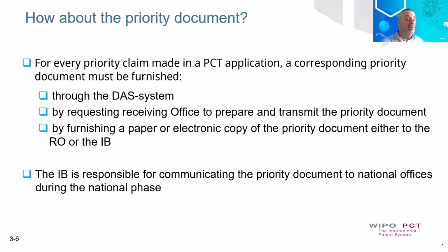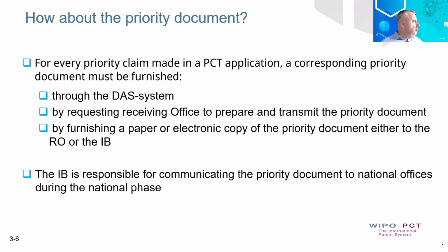And in that latter case, if DAS doesn't work, it's not the same office, you need to go back to the Office of First Filing and either get an accepted electronic copy of the priority document or, sadly, a paper copy of that earlier application and furnish it.